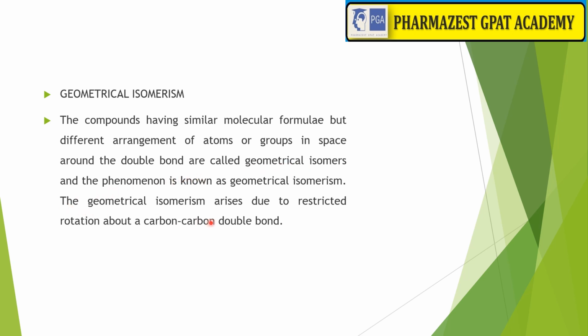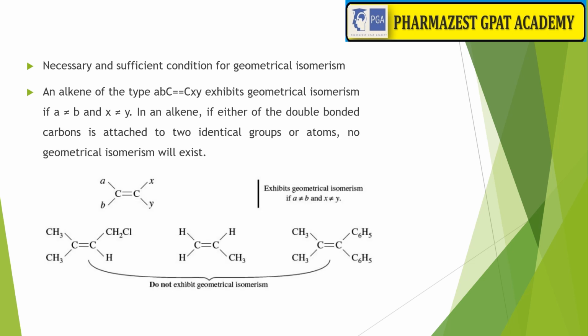The geometrical isomerism arises due to restriction in the rotation around carbon-carbon double bonds. Okay, this geometrical isomerism is mainly seen in alkenes, where there will be a restriction in carbon-carbon double bond rotation.